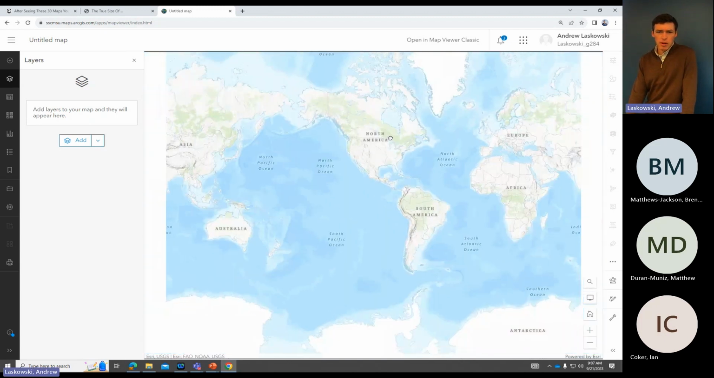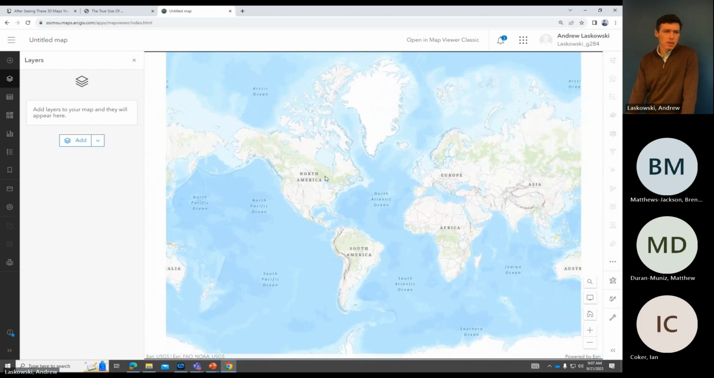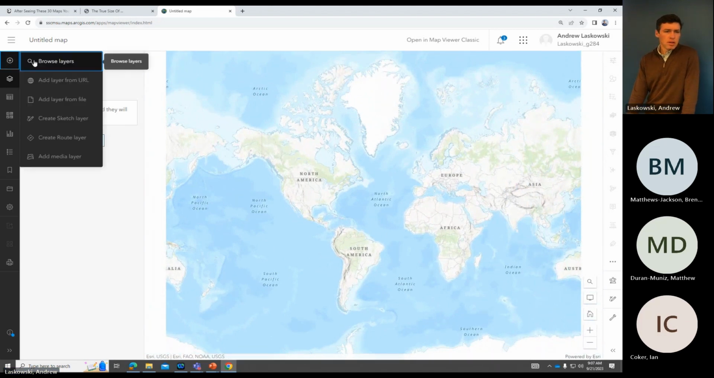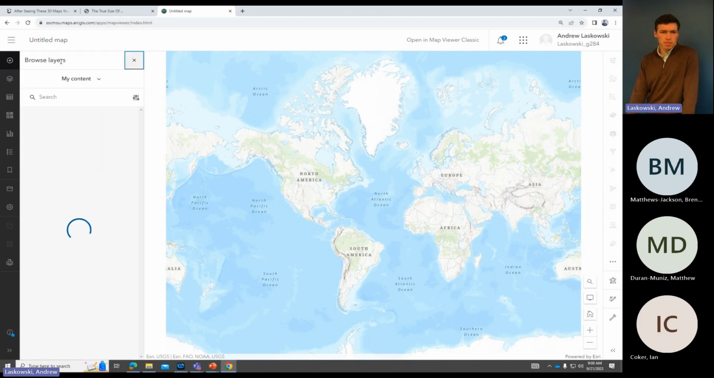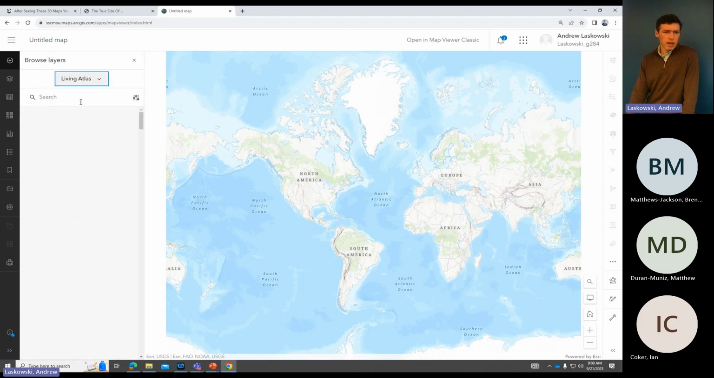But zooming way out, it becomes kind of problematic to use this base map. For example, we might be mapping population density. So if we browse layers, let's choose from Living Atlas.